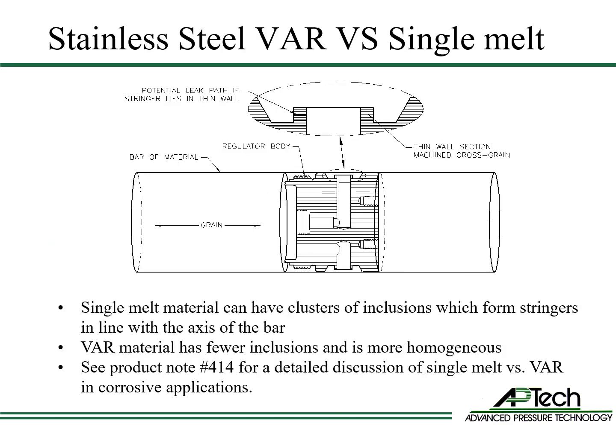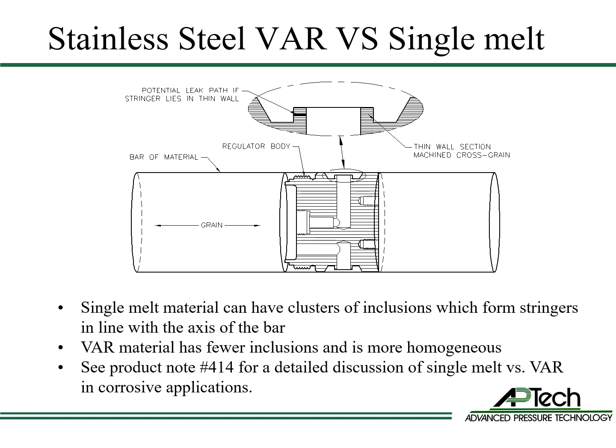There are two types of 316L stainless steel used by APTEC: single melt and VAR secondary remelt. VAR secondary remelt means vacuum arc remelt. Single melt is used on the AZ series products, and VAR secondary remelt is used on the AP series of products. Single melt material is less expensive and can have clusters of inclusions such as sulfides, which form stringers in line with the axis of the bar.